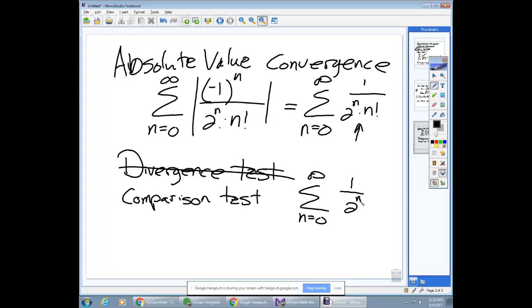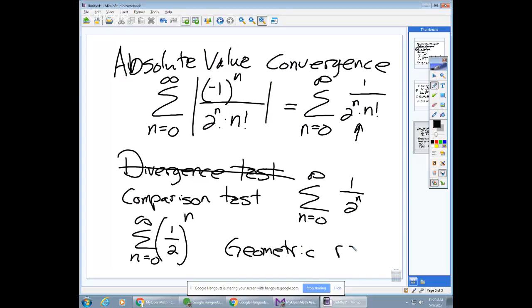So, is it convergent for geometric? Yes, good job, right? Because I could rewrite it as the sum as n goes from 0 to infinity of 1/2 to the n. So this is geometric. r is equal to 1/2, which is less than 1.